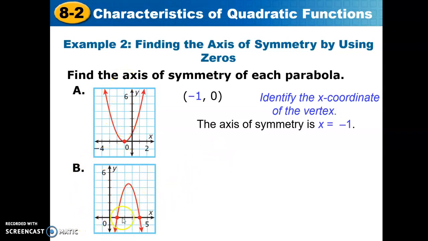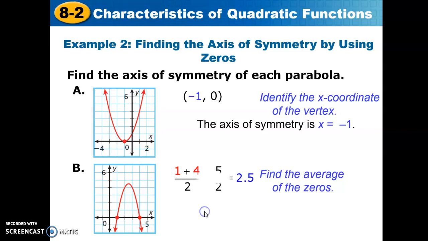Okay, example B. This one's a little bit trickier. We have a zero over here at 1 and a zero at 4. If we find the average of those zeros, we get 2.5. And if you eyeball it, it looks like 2.5. You can't just say it's 2.5 by eyeballing it, but it does look like 2.5. So with our math, we proved that it was. So our axis of symmetry is x equals 2.5.